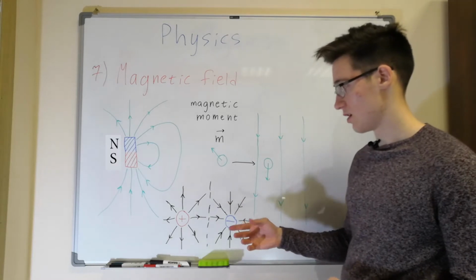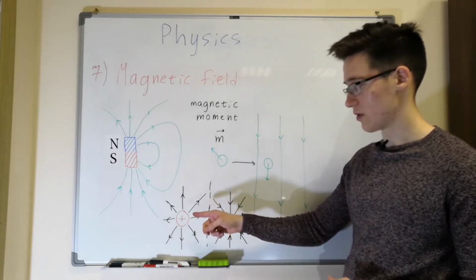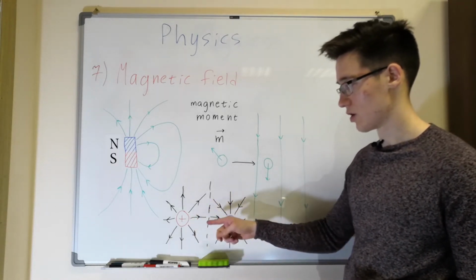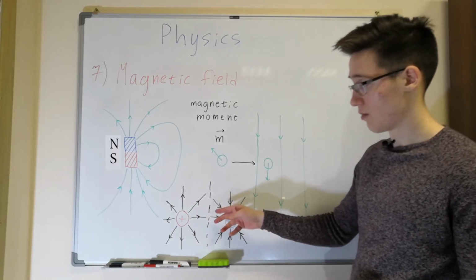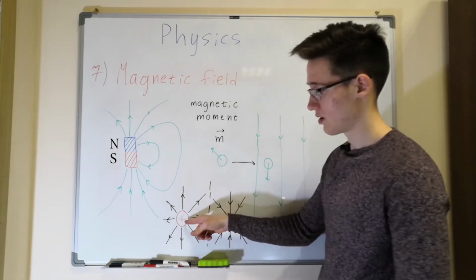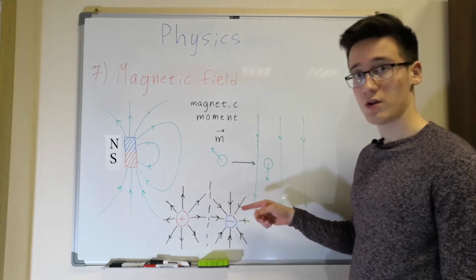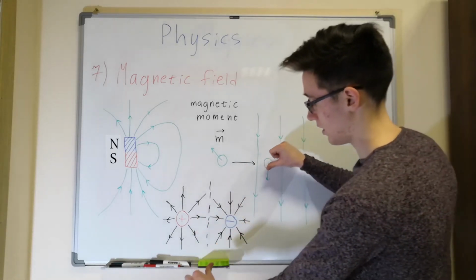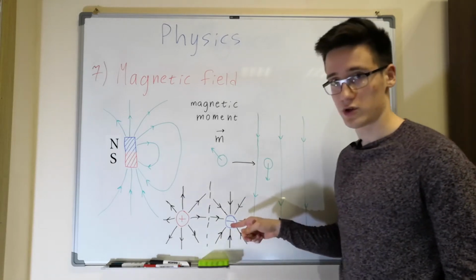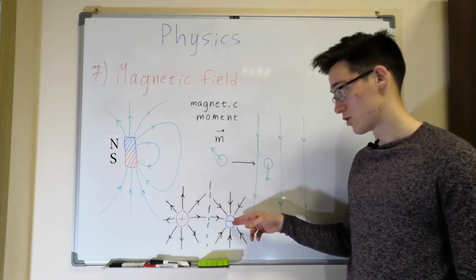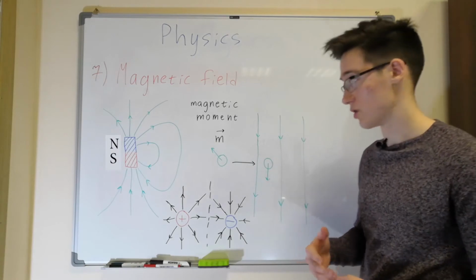So as you can see, in the case of the field generated by the positive charge, the arrows point away from the center of the charge, while in the case of the negative charge, the arrows point directly to the center of this charge, because negative charges attract positive charges.